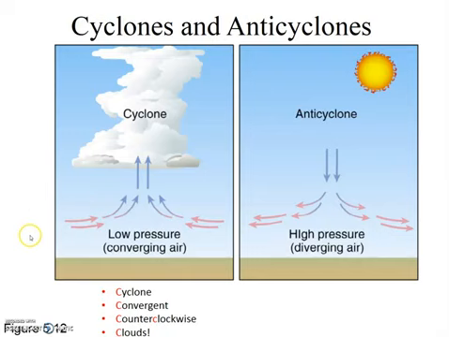In a low-pressure cell, or cyclone, air converges with counterclockwise rotation in the northern hemisphere, and the air rises to form clouds. In a high-pressure cell, or an anticyclone, the cool air descends and diverges, and the skies are clear. And in the northern hemisphere, that would be clockwise diverging air for the surface winds.